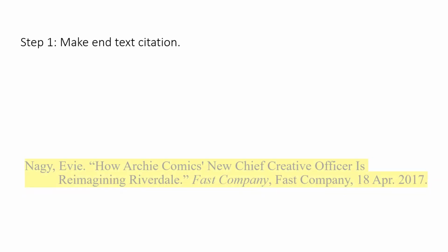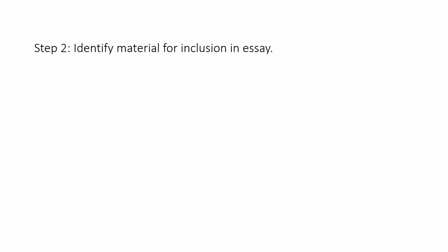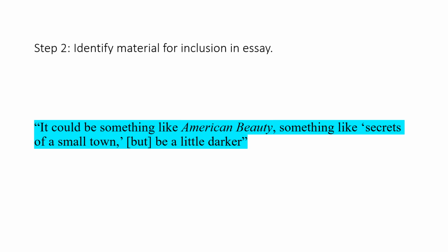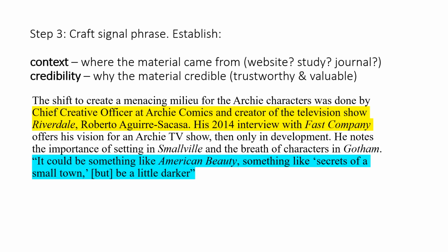So our first step is always to make that end text citation. After you've made the end text citation, you identify the material that you'd like to include in the essay. And here it's another quote. Then we're going to make the signal phrase. Remember, the signal phrase needs to establish context and credibility. Context, where did it come from? Credibility, why is it good?